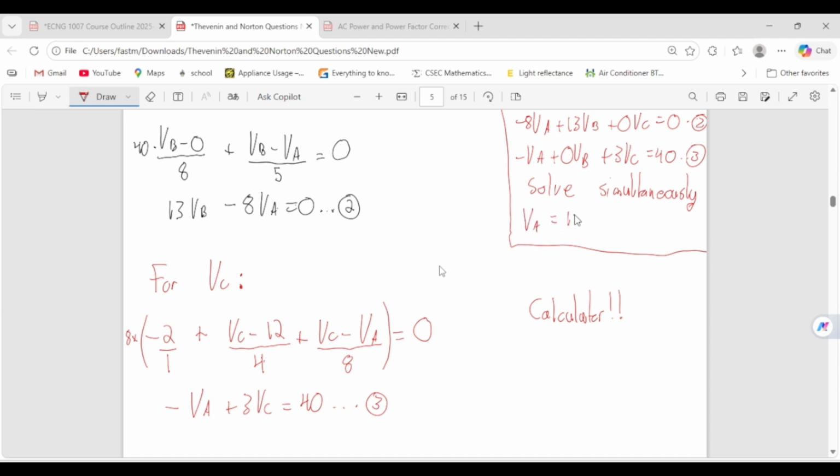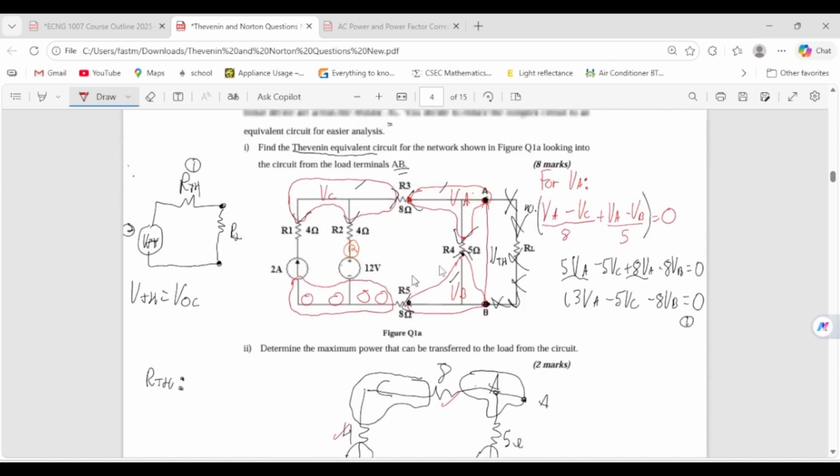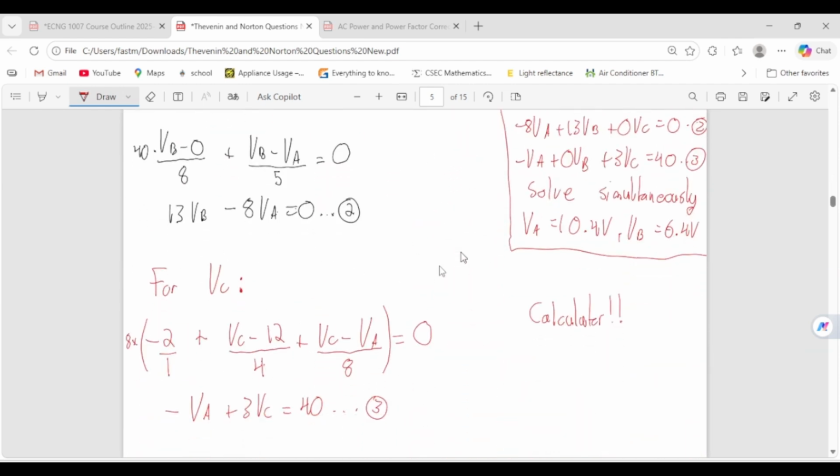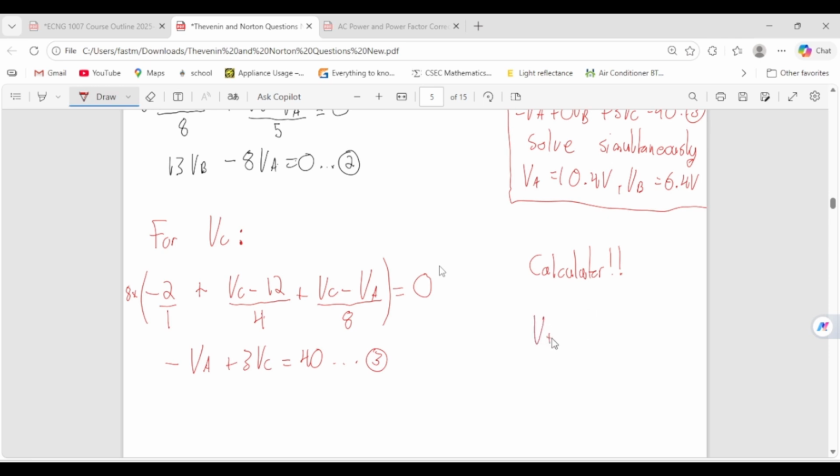Right? So once you solve it simultaneously, based on the values that we want to get, you'll end up with VA being 10.4 volts. Let's write it better. So all your calculations will give you 10.4, and you'll end up with VB being 6.4 volts. And remember, we have VA here and VB here, and we need the difference between them, right? You always look at the voltage difference. So finally, VTH will basically just be VA minus VB, which is 10.4 minus 6.4, and that gives you 4 volts.